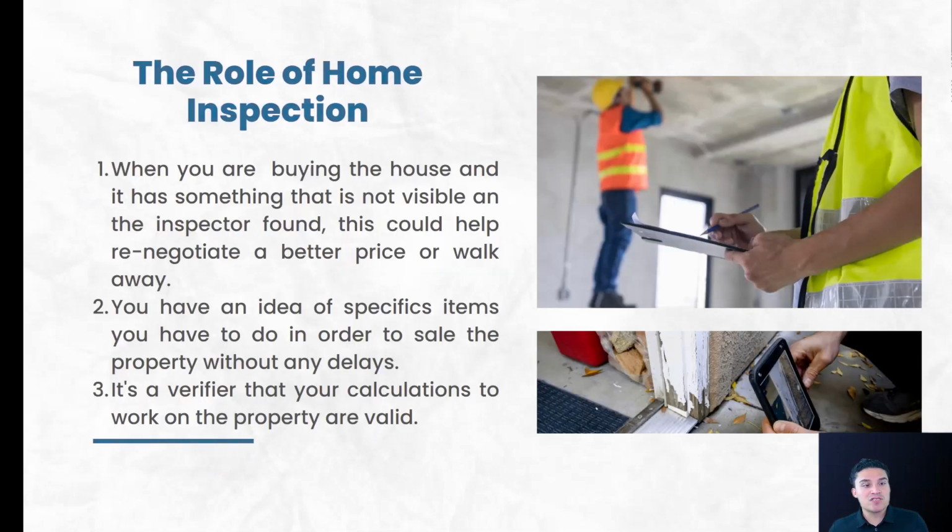One of the main roles of a home inspection is that anything that may not be visible, the inspector is probably going to be able to find it for you. And again, this is going to help you renegotiate a better price or just walk away. Look, walk away if the property does not make sense and the seller does not want to change the price, and you already have a specific budget and a specific amount that you want to make. Don't risk it. Just walk away. There's going to be more properties, more opportunities available.